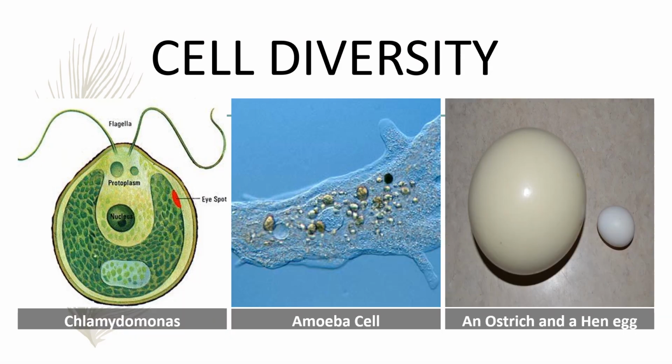This slide depicts the cell diversity. First picture is of Chlamydomonas, which has an oval shape. Second picture belongs to amoeba, which has an irregular shape. And the third picture shows the different size of an ostrich egg and a hen egg.